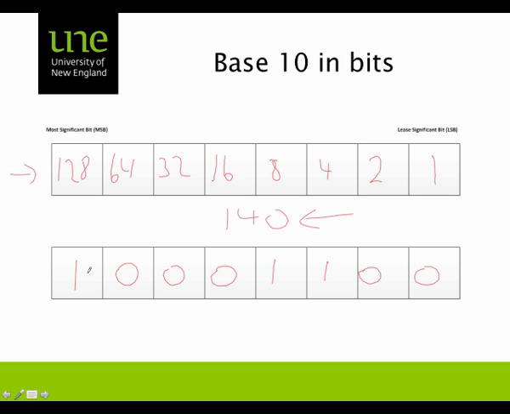128 plus 8 is 136, plus 4 is 140. So we've represented the number 140 using a sequence of bits. Remember, the least significant bit in these examples is on our right, and the most significant bit is on our left.